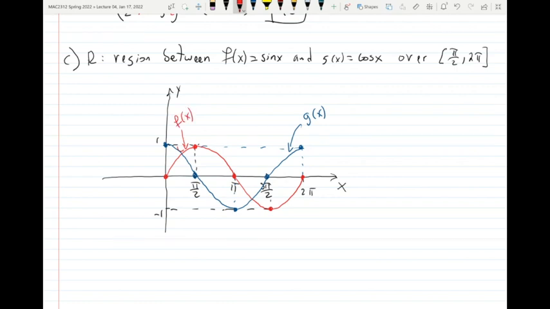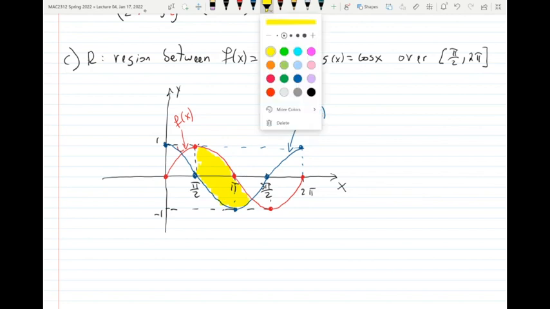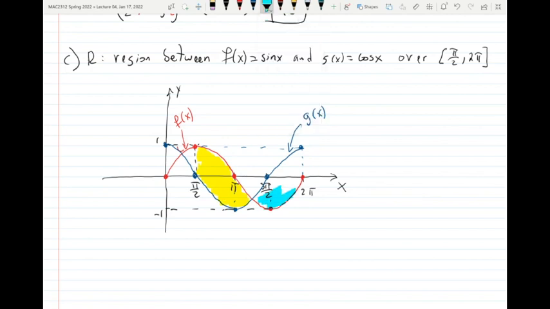All right, so we are interested in the integral from pi over 2 all the way up to 2 pi. So that means that we are interested in this region, the area from pi over 2 to 2 pi. So we are interested in this region together with this other region. Why am I changing colors? Why are there two different intervals? Because one function is above the other on one side.